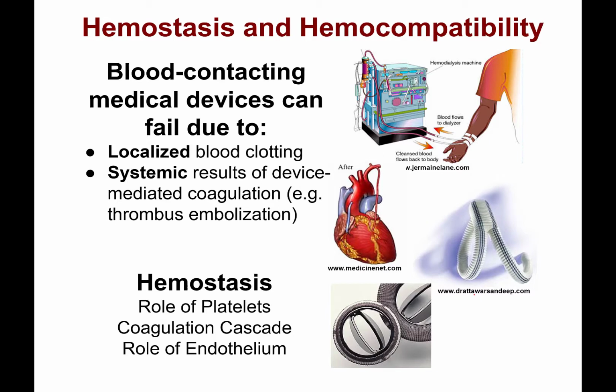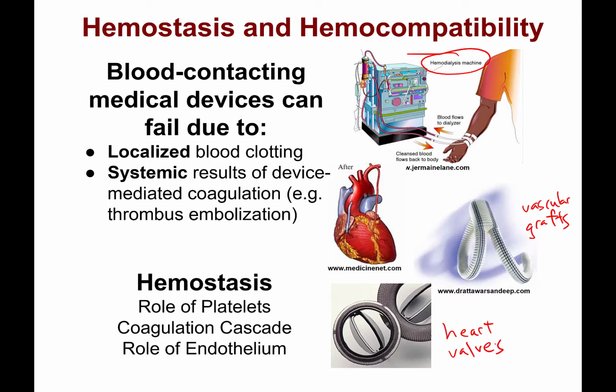In previous videos, we've talked about hemostatic mechanisms for stopping bleeding. Now, as we shift our focus to hemocompatibility, we're going to talk about the mechanisms by which medical devices that contact blood can fail. So these include things like the tubing in hemodialysis machines, or other extracorporeal devices that have blood flowing through them, like a heart-lung machine. This could also be vascular grafts, such as are shown here, or heart valves, which are shown down here.